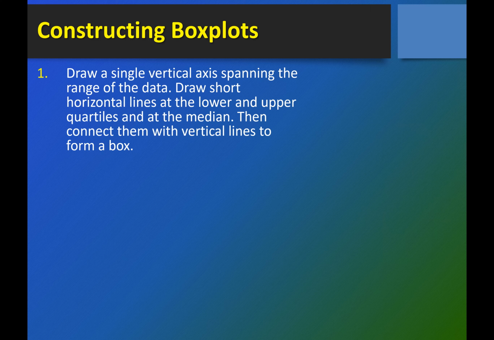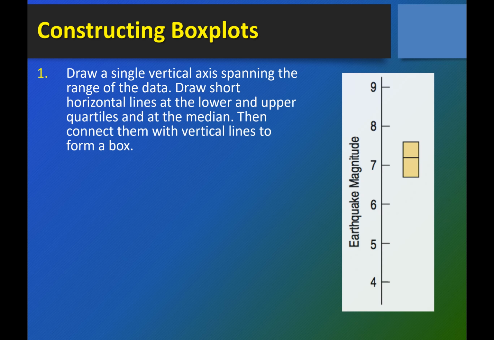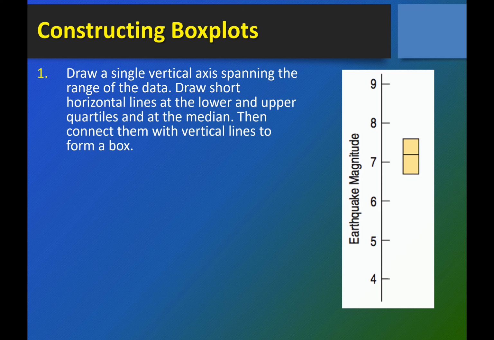So I'm going to draw here a single vertical axis, and you want to make sure that that axis is going to span the entire range of data. That means on your axis, the numbers that you have represented, again, this is just like a histogram, are going to set up my scale. It's going to fully cover the range of all data from the minimum to the maximum. Then you're going to draw short horizontal lines at quartile 1, the median, and quartile 3, and you're going to use that to create a box, hence box and whisker.